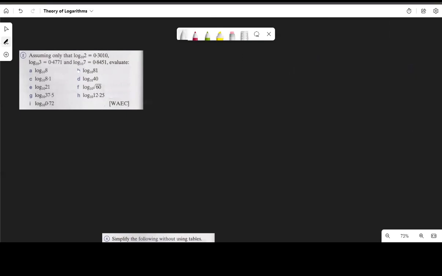So assuming only that log 2 to base 10 is this, log 3 to base 10 is this, and log 7 to base 10 is this, evaluate each of these. The first one we have log 8 to base 10, which you can write as log 2 to the power of 3 to base 10, which is 3 log 2 to base 10.